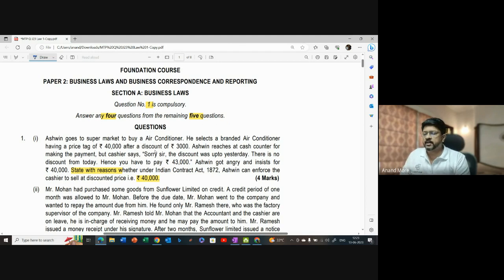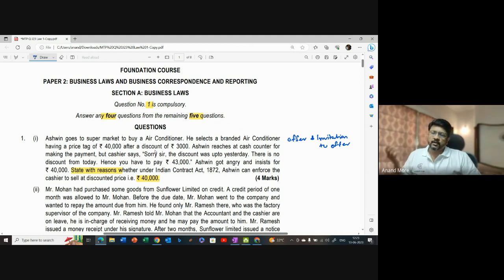So here you can see that the question is talking about offer and invitation to offer. This is basically a question of offer and invitation to offer. The price tags which are mentioned or which are kept along with the goods or pasted on the goods are actually speaking not an offer, but an invitation to offer. So the price tag of 40,000 after deducting the amount of discount is obviously just an invitation to offer. It does not amount to an offer.